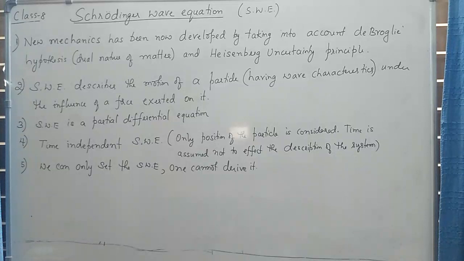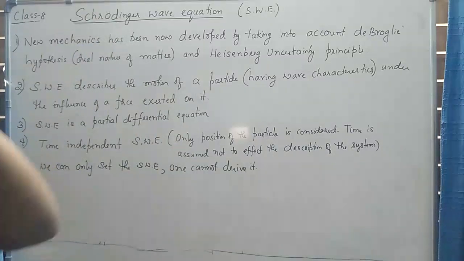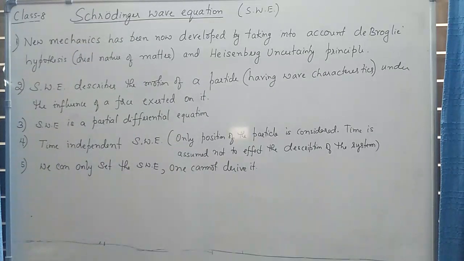In such cases we have to consider a more general Schrodinger wave equation called the time dependent Schrodinger wave equation, which contains both time as well as position as variables. But we will stick to the time independent Schrodinger wave equation, where time is not a factor.